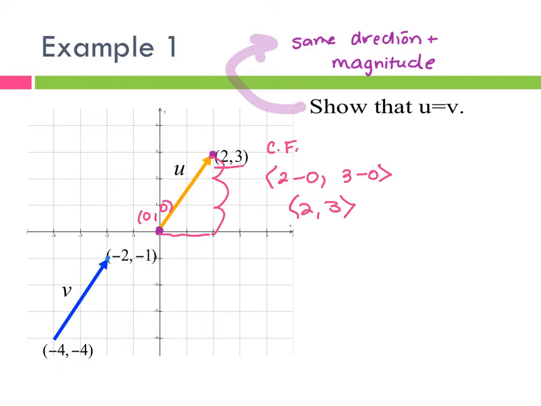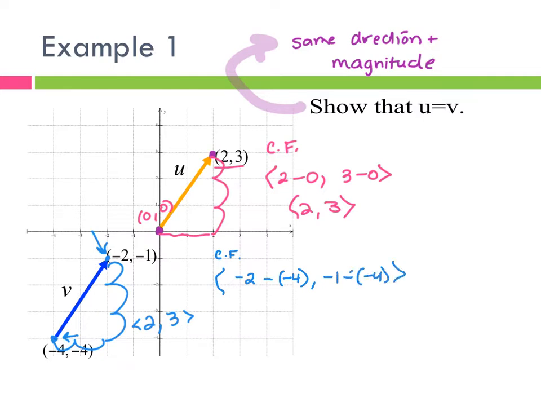When you look at the second one, and again, I would know that this is my initial point, this is my terminal point, because that's where the arrow is pointing. I can either count the change in x, 1, 2, change in y, 1, 2, 3, or I can find the component form by doing -2 minus a -4 and -1 minus a -4. And this becomes 2 and this becomes 3. So both have the same component form, right?